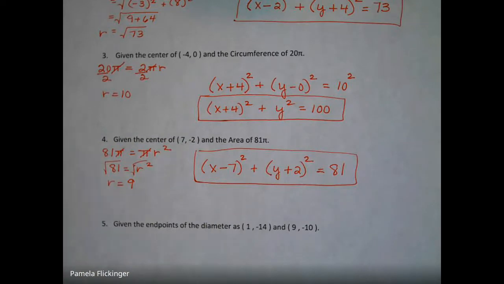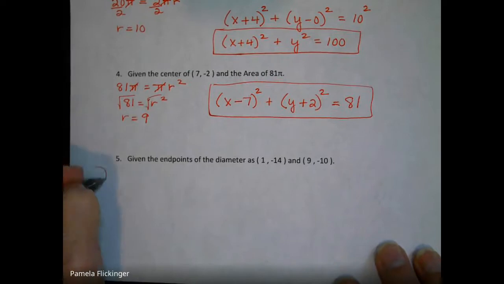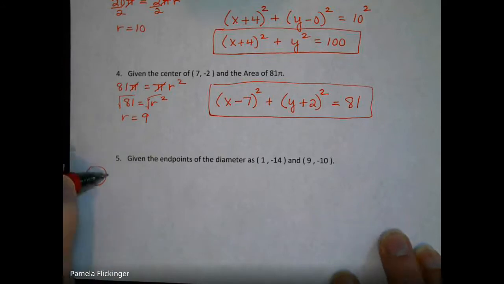All right, and then our last problem. We're not given the center or the radius. We're not given either. But what we are given are the endpoints of the diameter. So again, just a little visual, and we don't have to be exact, the two points they're giving us would be out here. If I find the distance between those two points and then cut it in half, that gets me my radius.